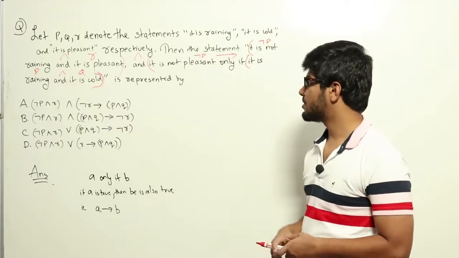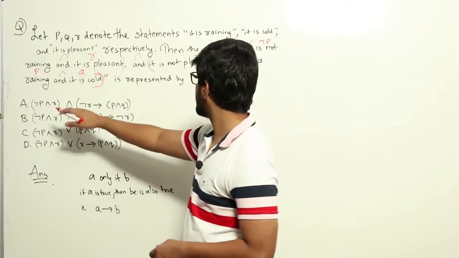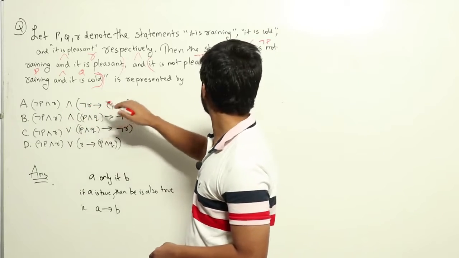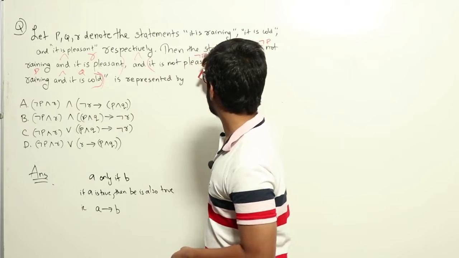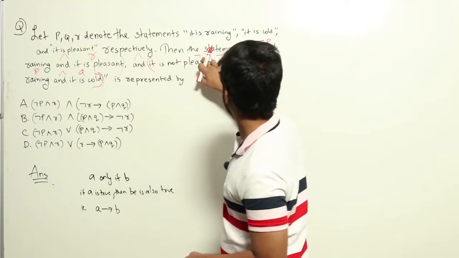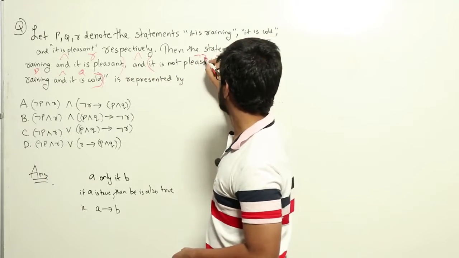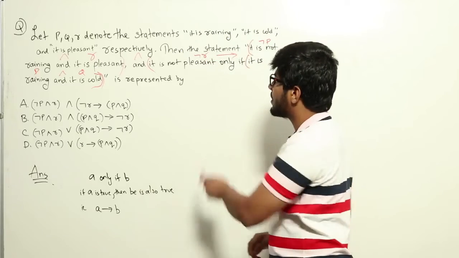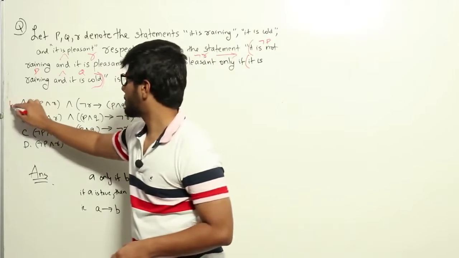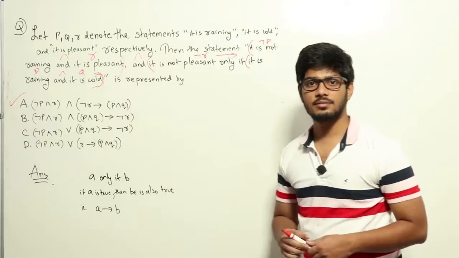So if you look at the options, that is option A, negation of P and R, and negation of, sorry, this was not P, this was R, pleasant was R. So, and negation of R implies P and Q. So option A is the correct answer.